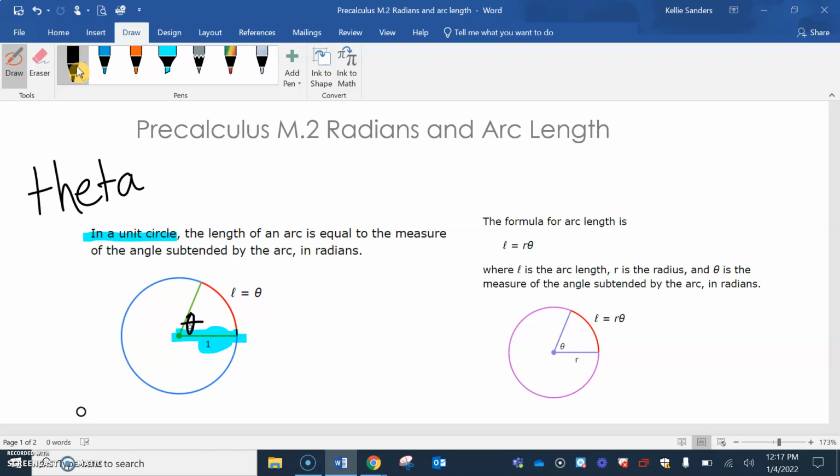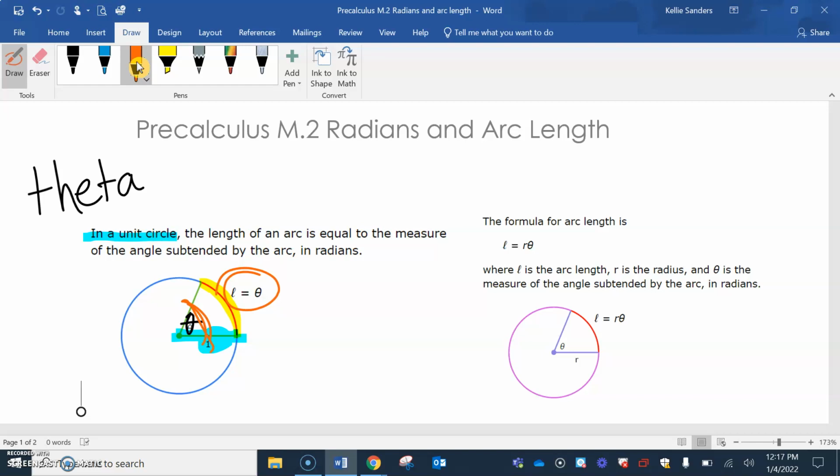So if you have a unit circle whose radius is 1, the length of an arc, which is talking about this right here, how long is this? It's equal to the measure of the angle subtended by the arc. So it's equal to whatever this angle is. So if this angle is theta, then this length is theta in a unit circle.